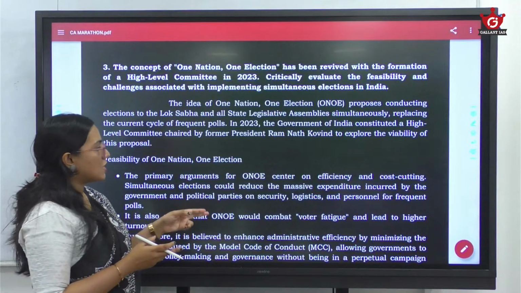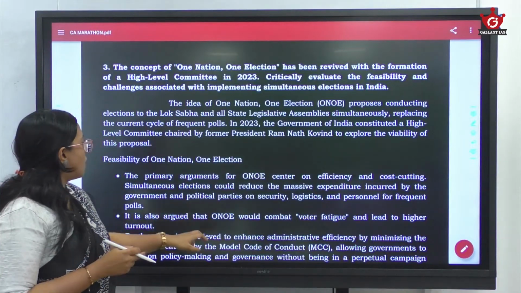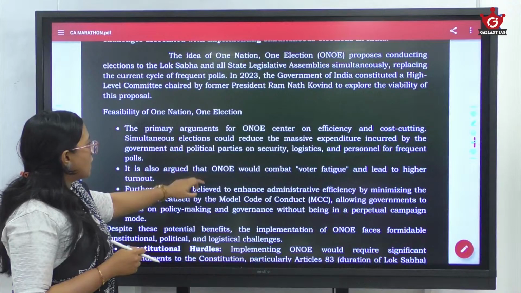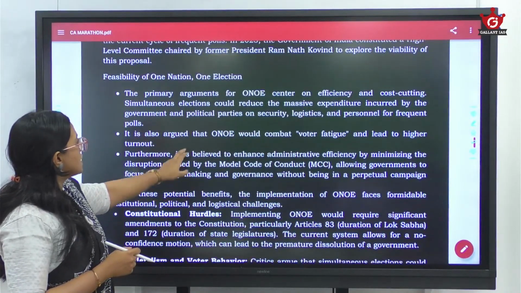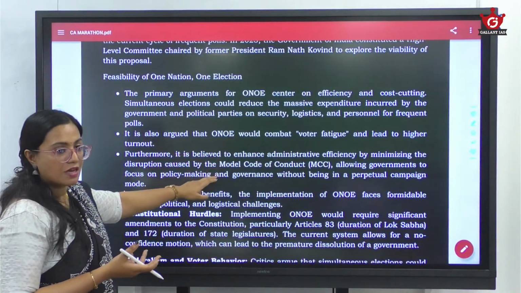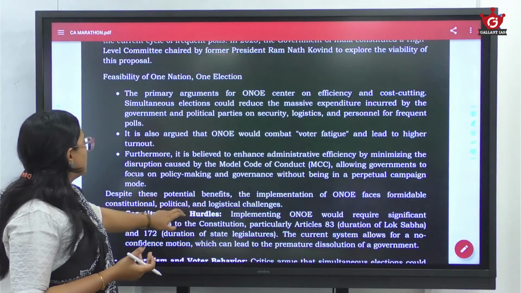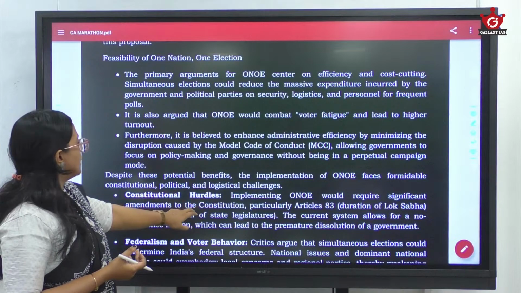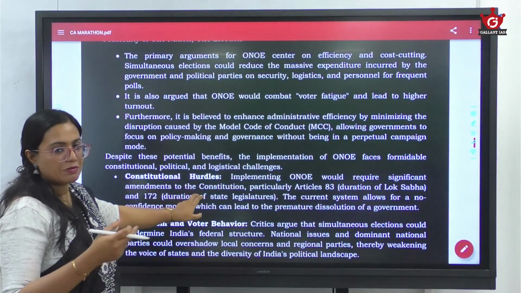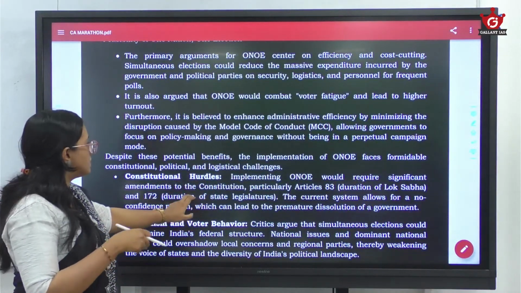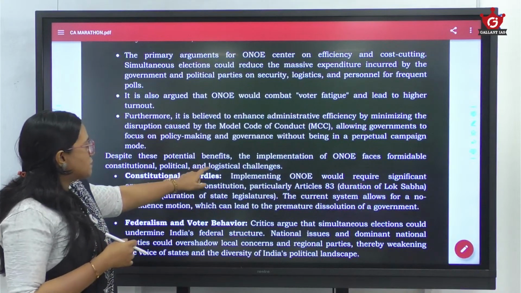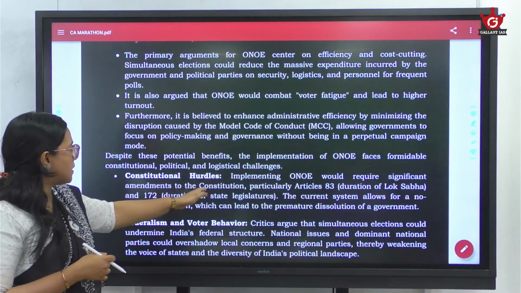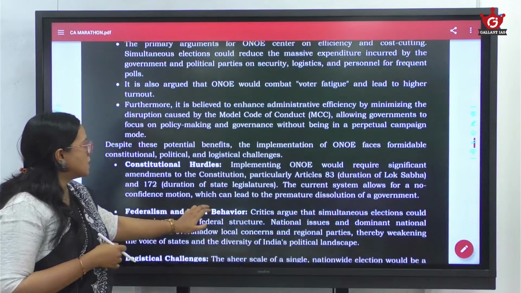Okay, feasibility and challenges, two parts are there. How is it feasible? Primary arguments are centered on efficiency and cost cutting. That is the primary argument of one nation, one election. Now, it is also argued that it would combat voter fatigue and lead to higher turnout. People do not have to come again and again for the elections. It is believed to enhance the administrative efficiency by minimizing the disruptions.